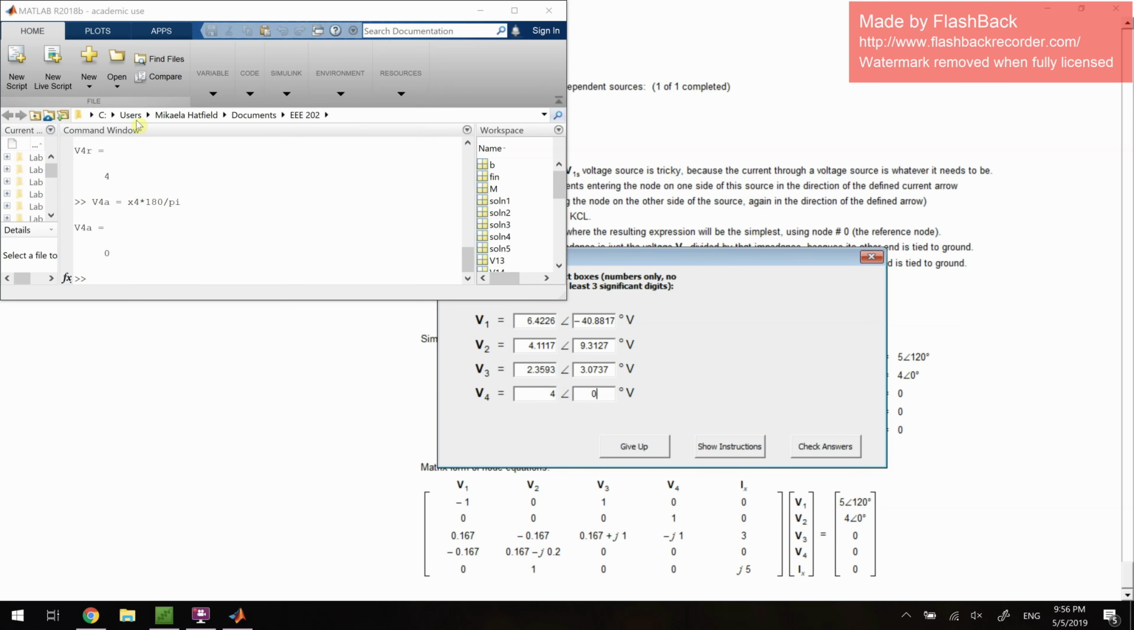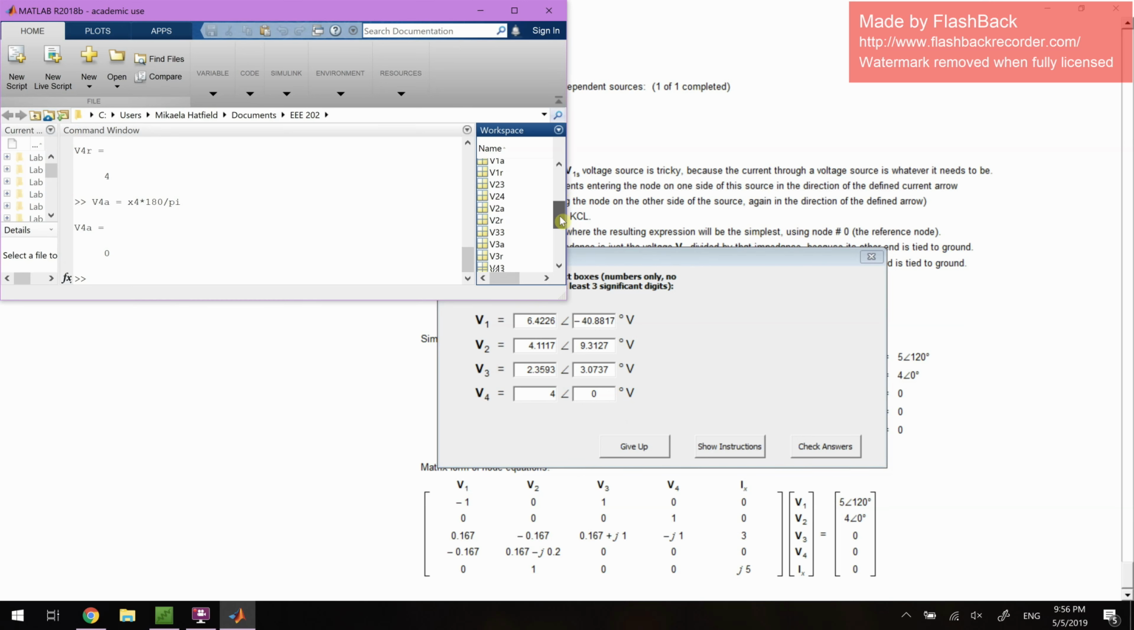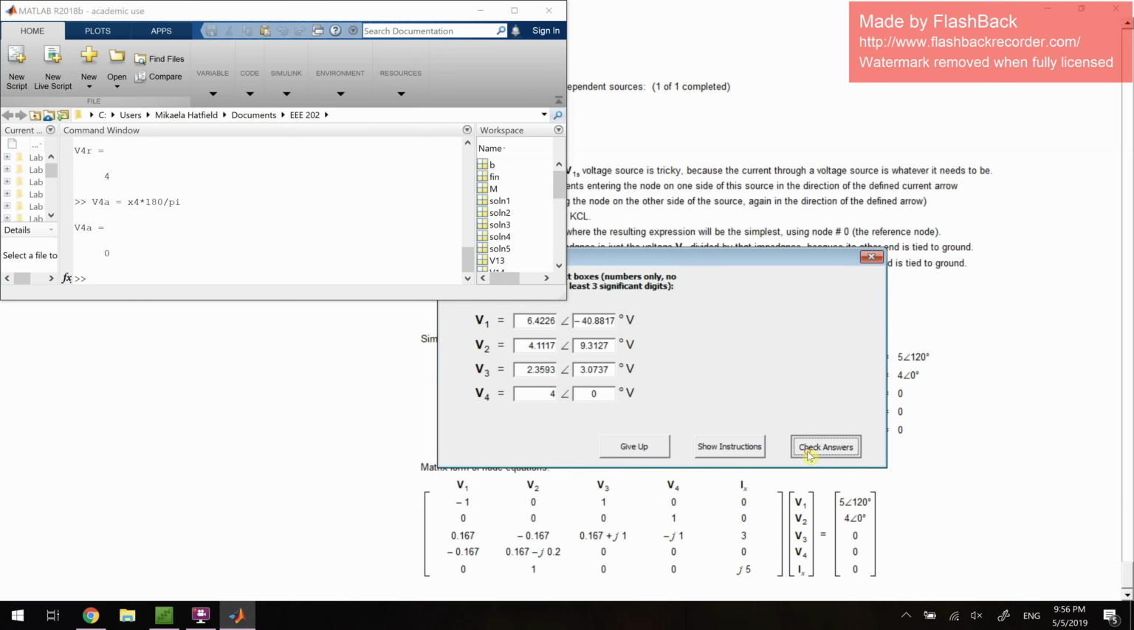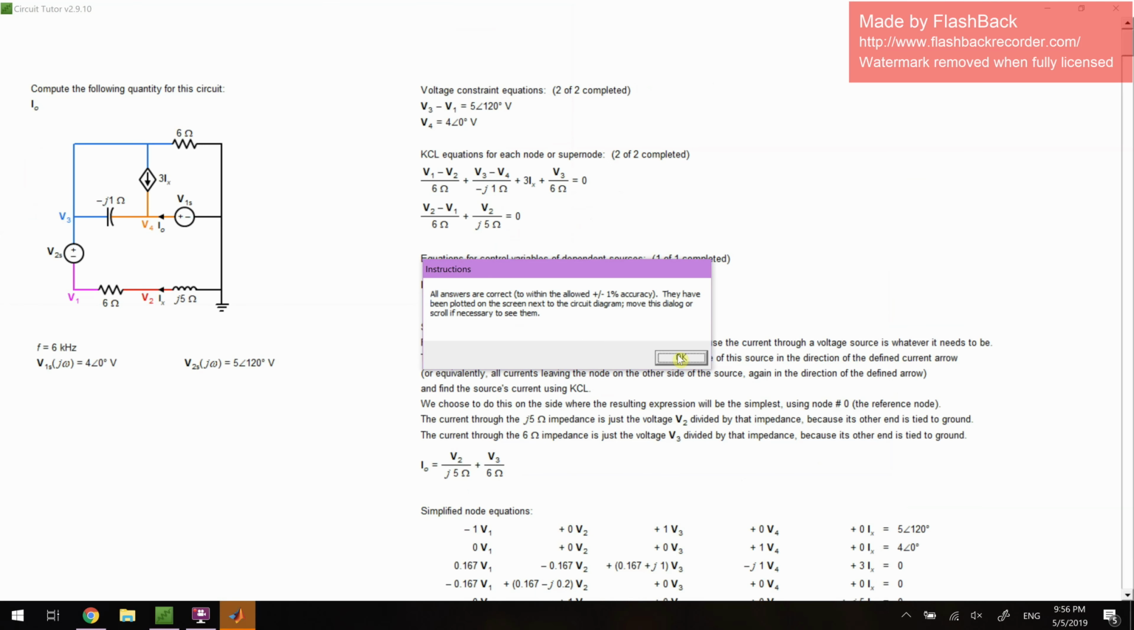And they're all done now. And you can see in the workspace that we have quite a few variables, but they've all been put to good use. And then we're going to hit check answers. Looks like we did them correctly.